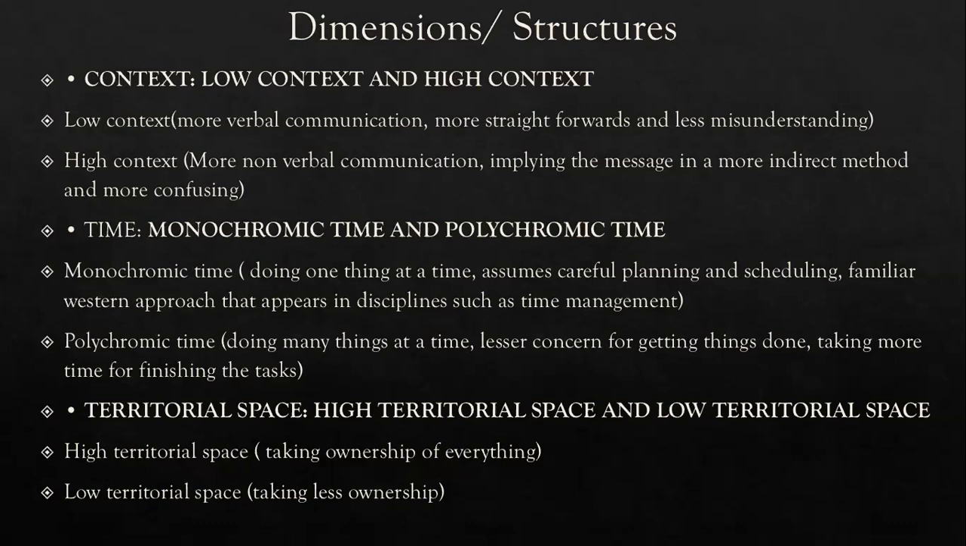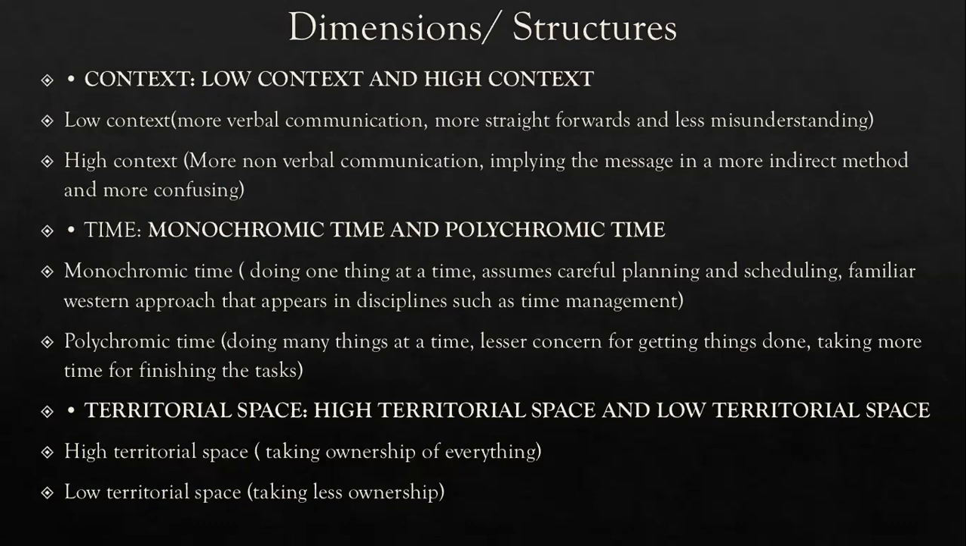Now what is monochronic time? Monochronic time is doing one task at a time and paying attention only to that task. So simple, you see, mono and poly. Mono means single, poly means many, right? So when you do one thing at a time, it is going to be more relevant and more significant, and it occupies clarity in the minds of people who are in that particular process. So here, it assumes careful planning and scheduling, a familiar Western approach that appears in disciplines such as time management. So one thing at a time is what is being emphasized in monochronic time.